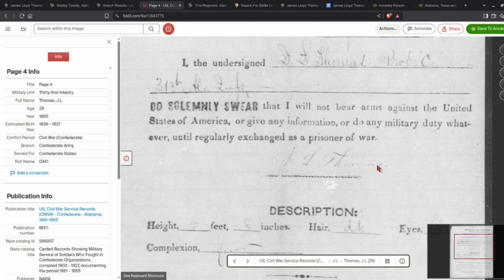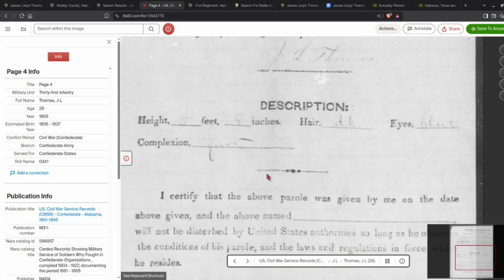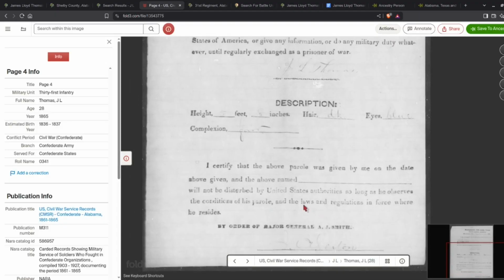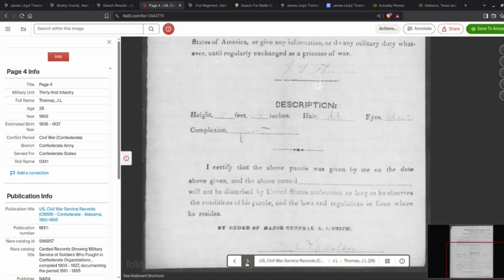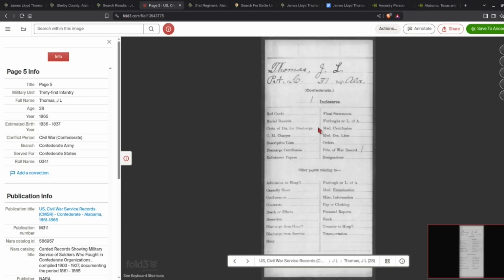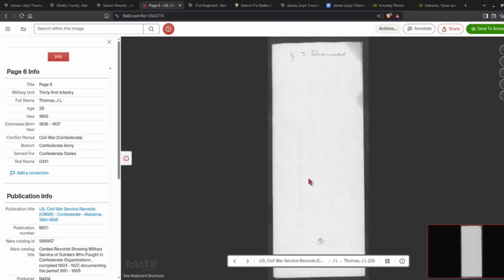Here is J.L. Thomas. He swears that he will not do anything until he's been exchanged as a prisoner of war. And here's something cool. It gives his physical description: 5 feet, 8 inches, dark hair, blue eyes, fair complexion. So that's cool. And all right, so that's all that's on there. Prisoner of war record. Okay.